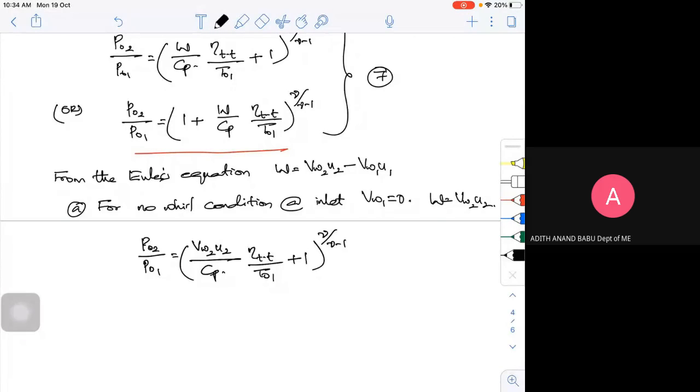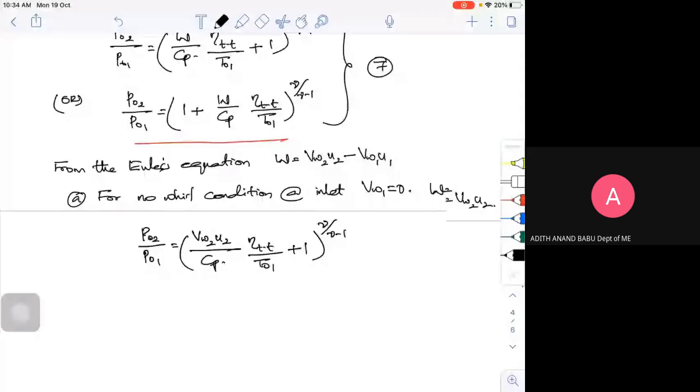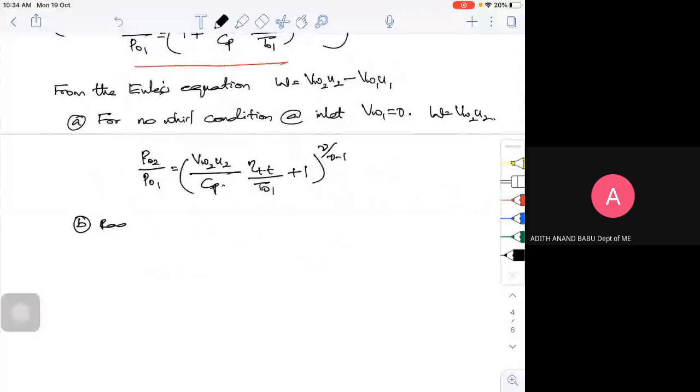Okay. Now, we have another condition. What is it actually? We call that the radial exit condition. So this is for the no whirl condition, and we have another condition, the radial exit condition. What is it?